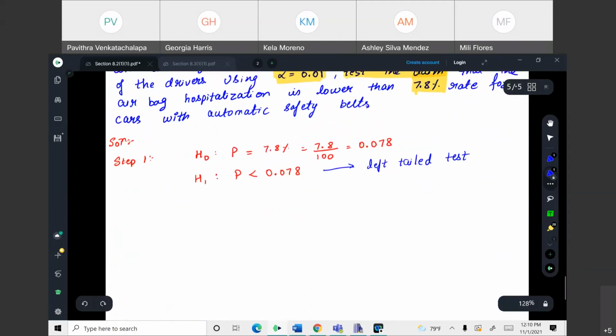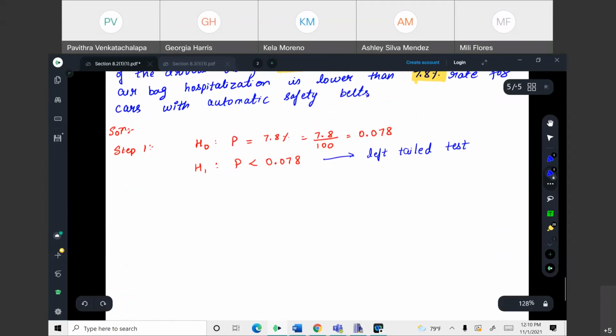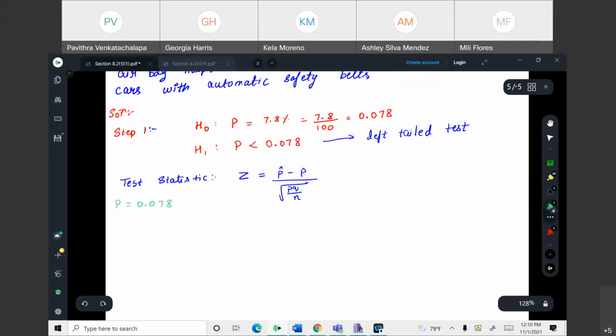Okay, before that we need to find the test statistic. We used to find critical value and test statistic both. Since we need only the test statistic to find the p-value, I will go ahead with the statistic. Now you all know how to find the z here. Just use the formula p cap minus p divided by square root of p into q divided by n. Now we know that p is 0.078.